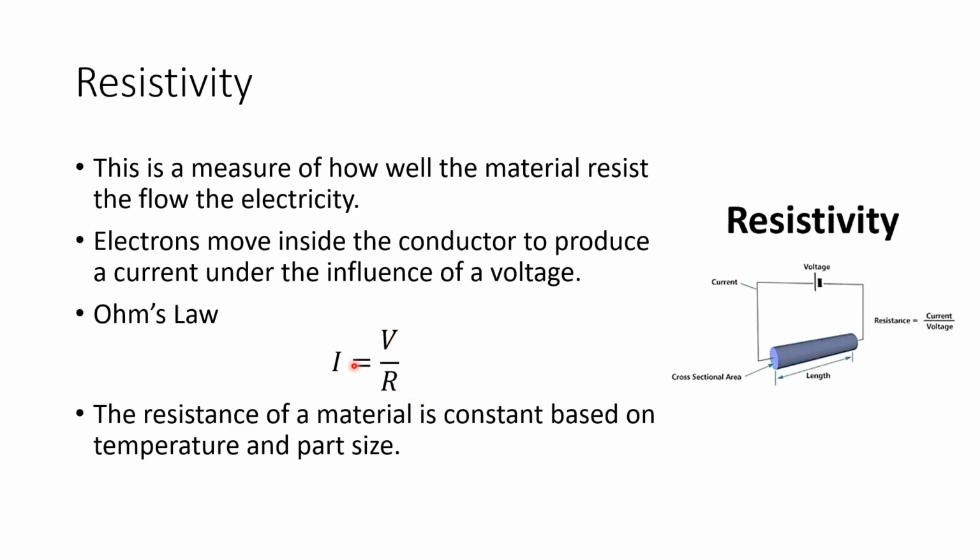And that resistance and current are inversely proportional to each other. So if you have a big resistance, that flow won't go. If you have a little resistance, it's going to flow. And the more it flows, the more voltage you've got in that circuit. So it's just a measure of how well that material resists the flow of electricity, because some of them won't let the electrons move inside, and some of the material will let them move inside pretty quickly.